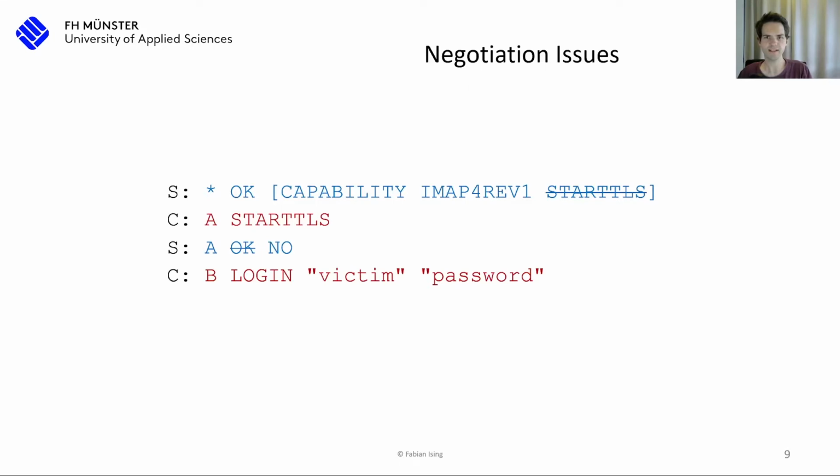First, let us look at what we call negotiation issues. These are client issues that prevent the client from transitioning to TLS in the first place. The listing shows the 2 classic STARTTLS stripping attacks. We can either strip the STARTTLS capability from the server's messages or inject an error when receiving the STARTTLS command. In both cases, the mail client might continue to log in plaintext.